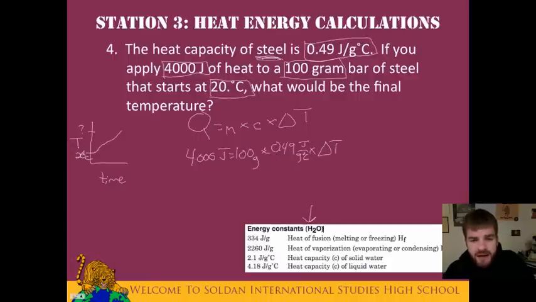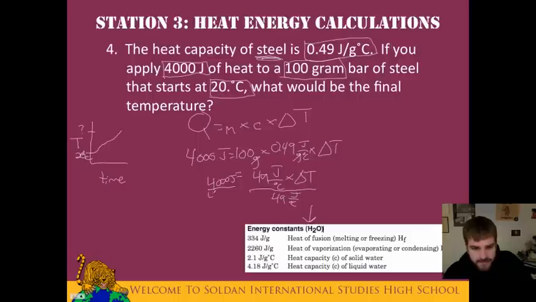Okay, pretty simple. I'm just now going to multiply these two numbers, 100 times 0.49. That's 49. And then grams cancels with grams here, so this is joules per degree Celsius times delta T. I just simplified these here. Still equals 4,000 joules. Okay, now I just need to find delta T. It's being multiplied here, so I'm going to need to divide both sides by 49 joules per degree Celsius. When I divide, these will cancel out. I'll be left with Celsius.